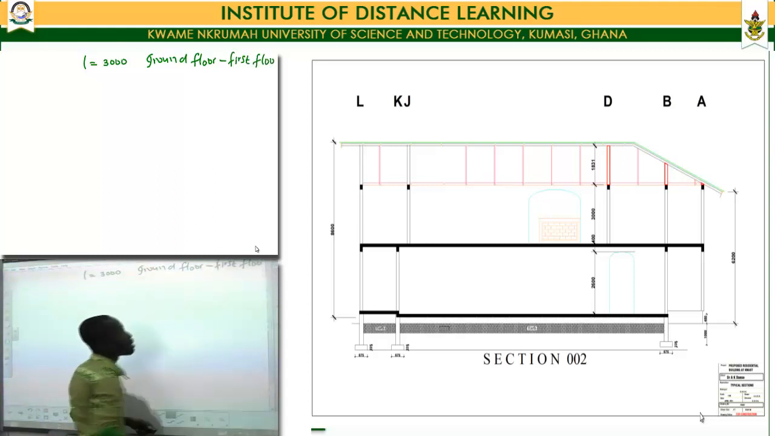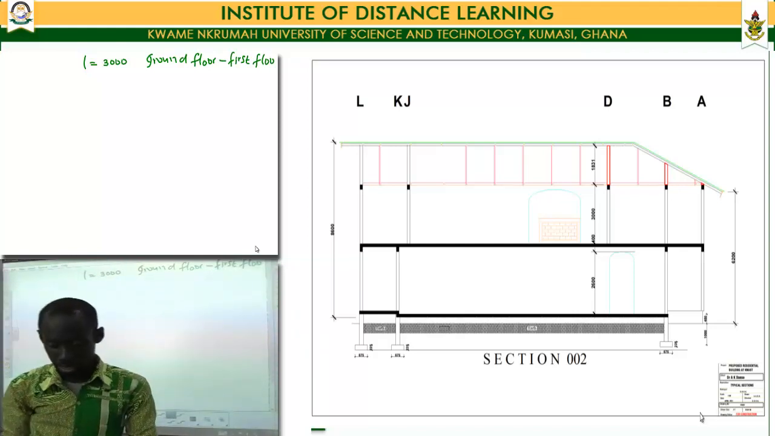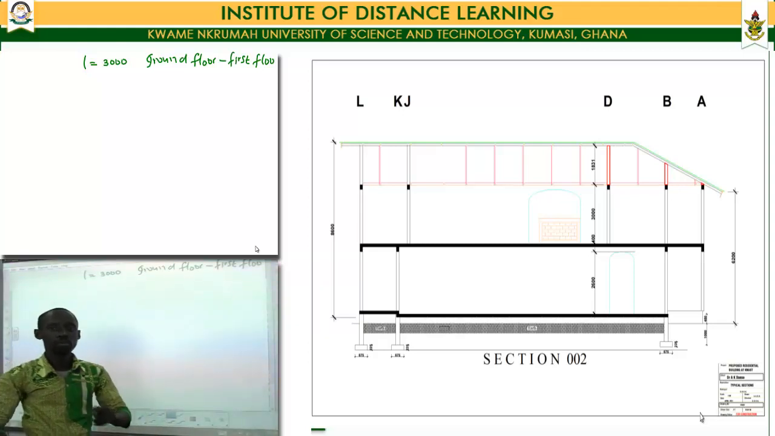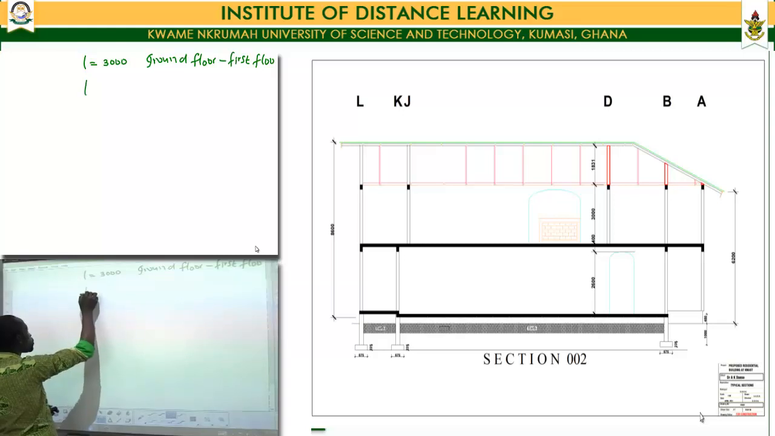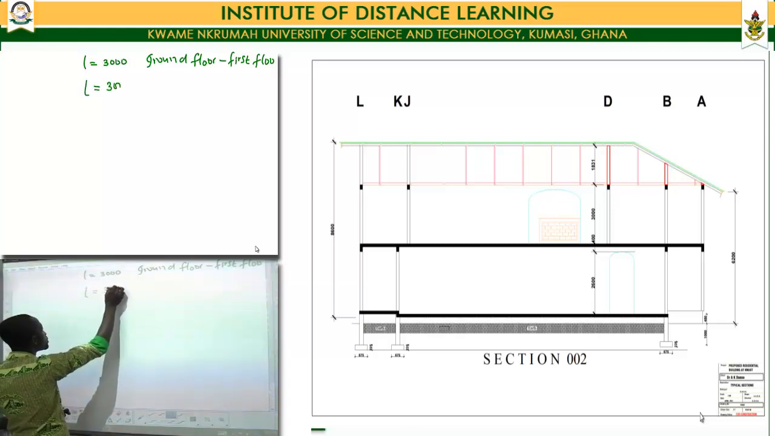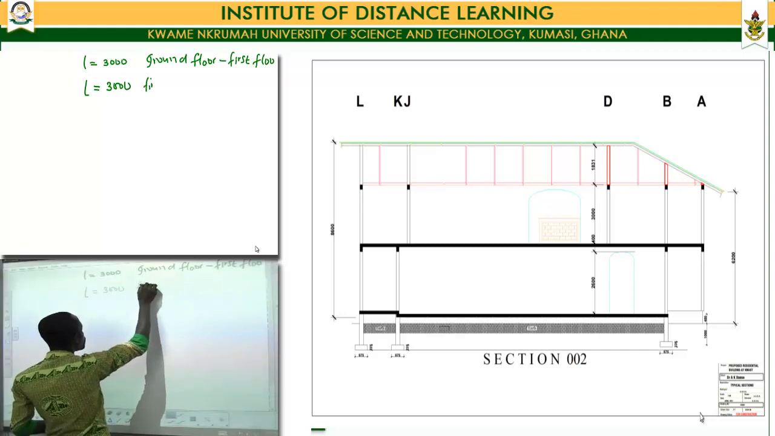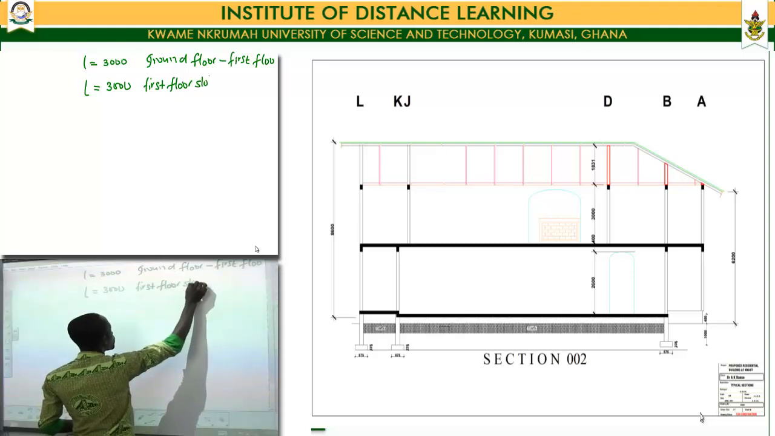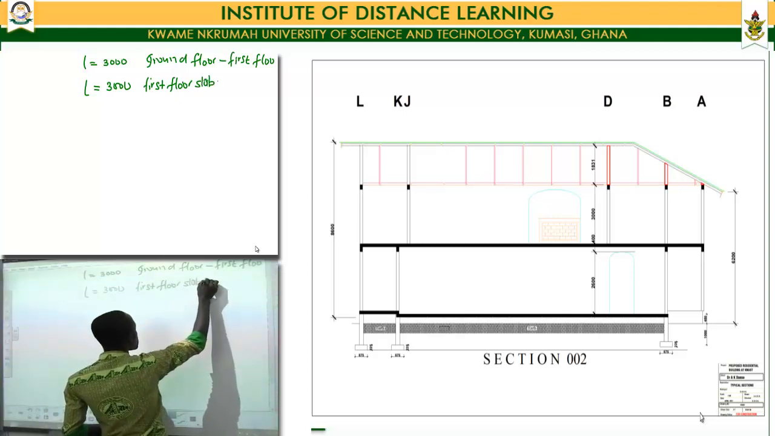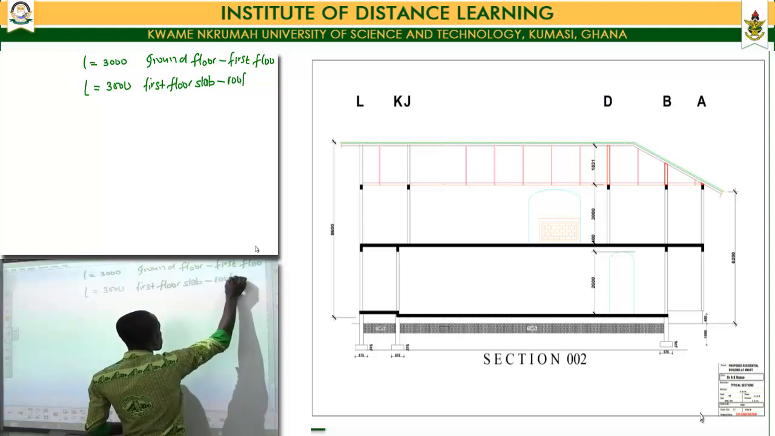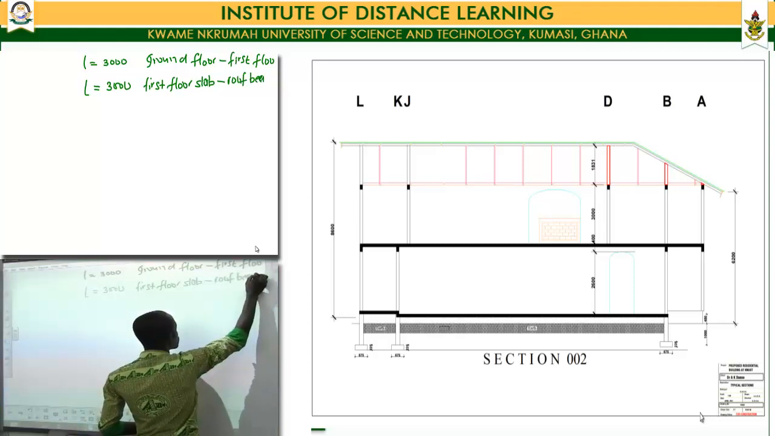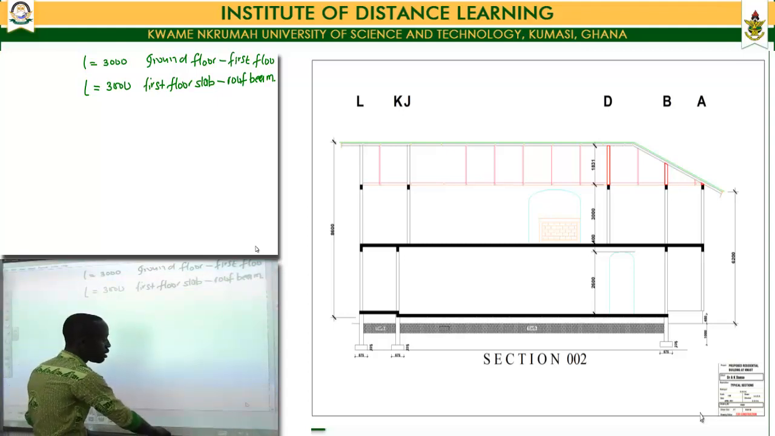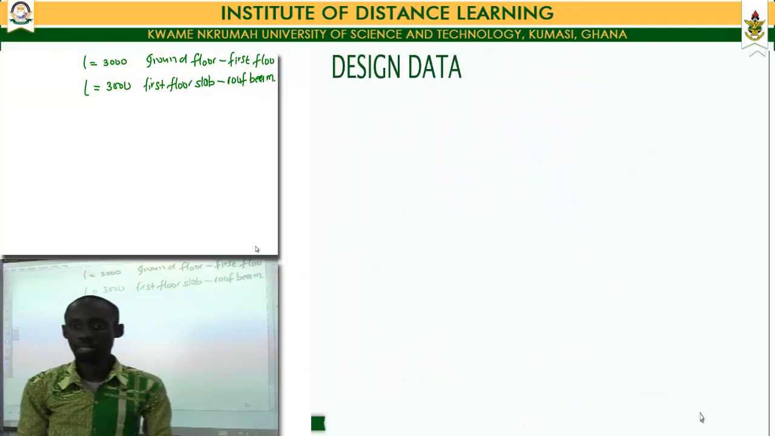Then also, looking through the same section, we realize that the distance from the top of our first floor slab to the topmost part of our roof beam also has a height of 3,000. So from our first floor slab to our roof beam. We would keep these parameters down and we'll call them as and when needed.